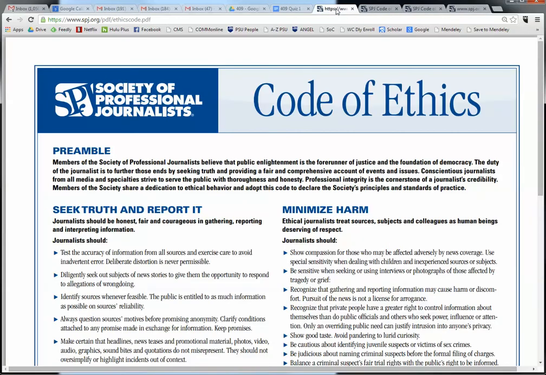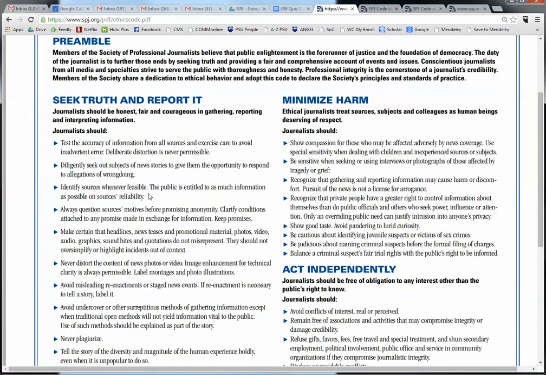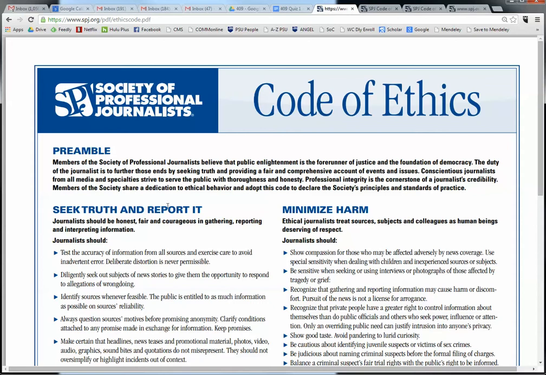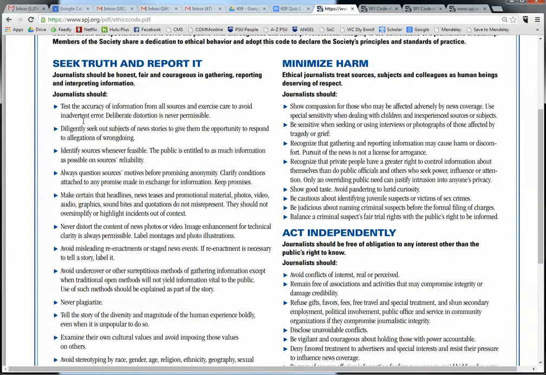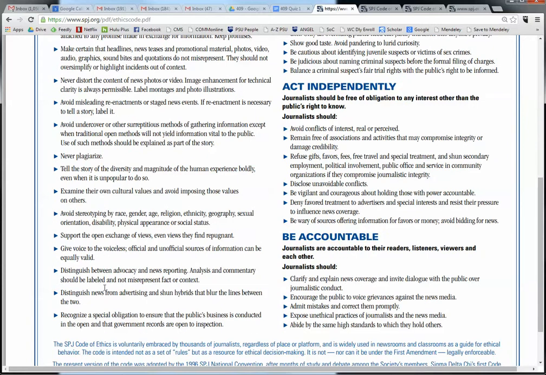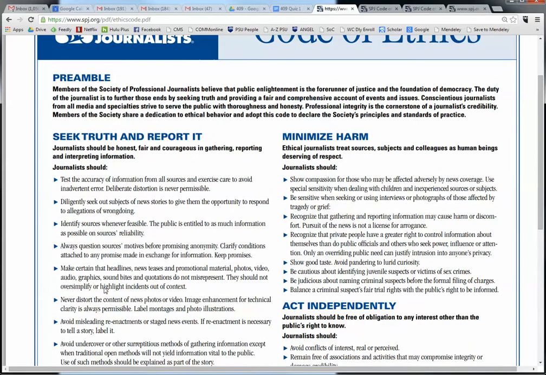I also wanted to take a moment and say that when we use the code, do not use the headings, seek truth and report, minimize harm, act independently, be accountable, as the words that you use to analyze case studies with. You should always use the bullet points. Find the bullet points that are most applicable to the case study that we are covering and use those as your lens to apply.